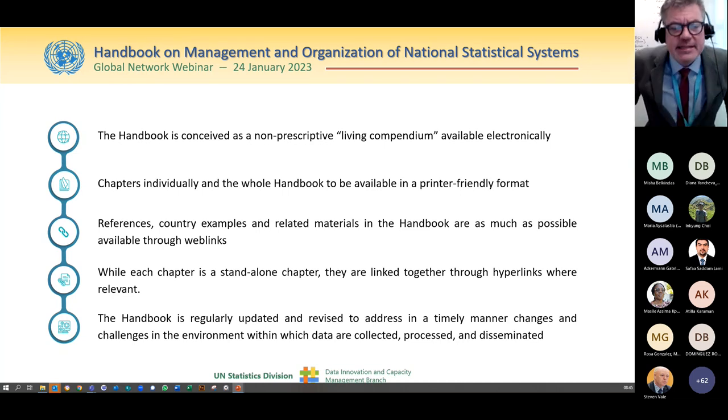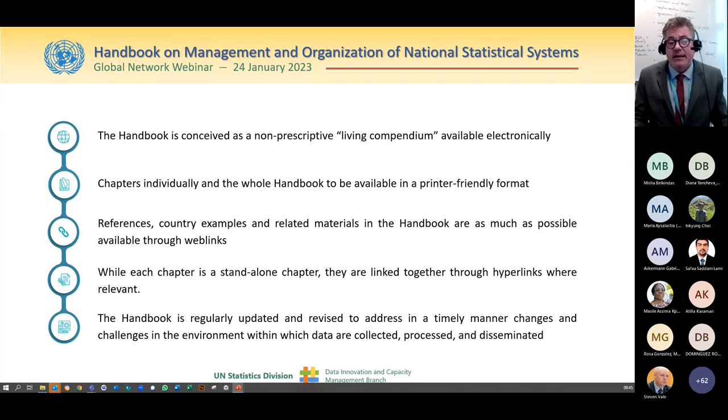While each chapter is standalone, so you can read each chapter alone, they are linked together through hyperlinks where relevant. So when you read a chapter and more information is provided in another one, you can always click and go to that chapter and read more about it. And the last point, which is an important one: the handbook should be regularly updated and revised.